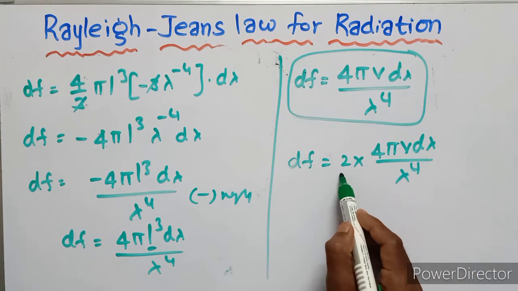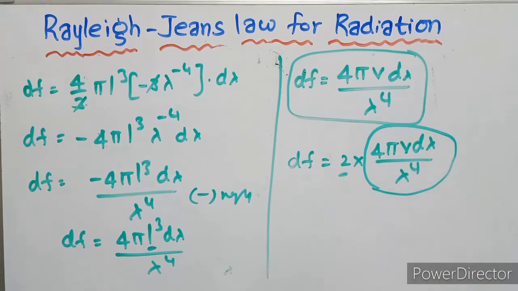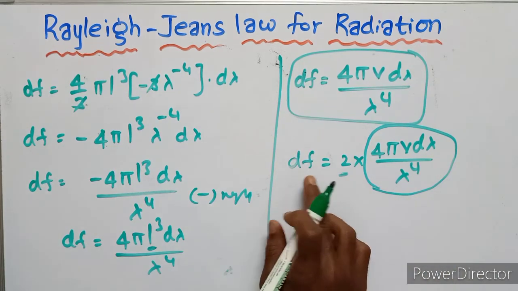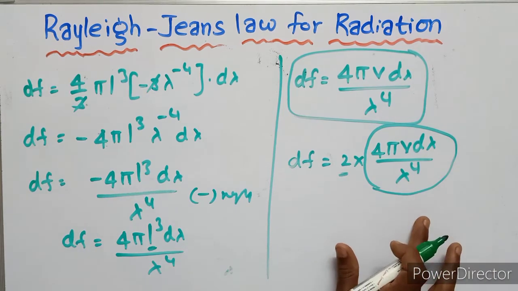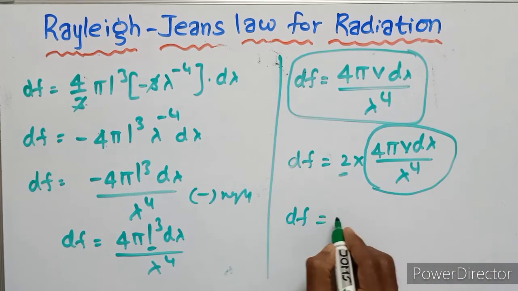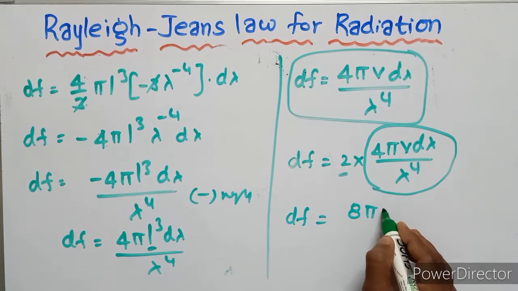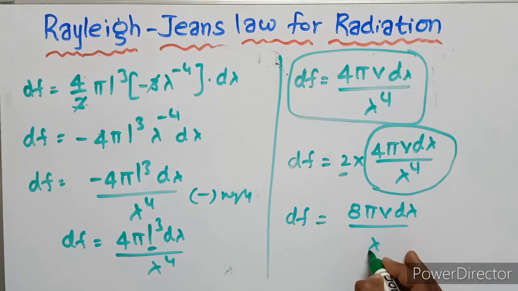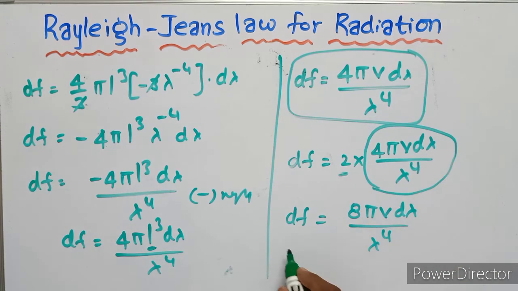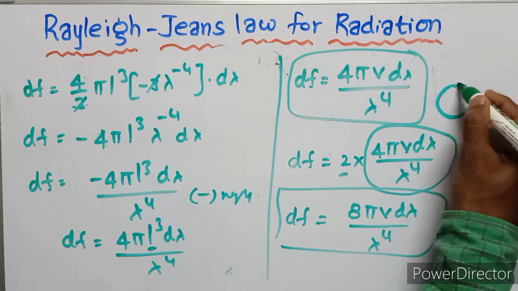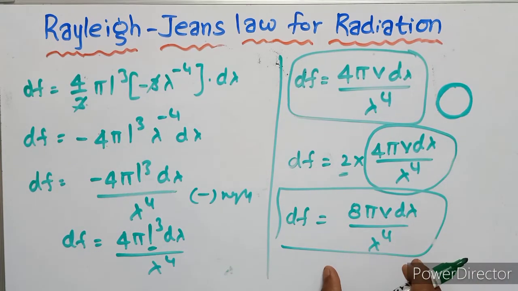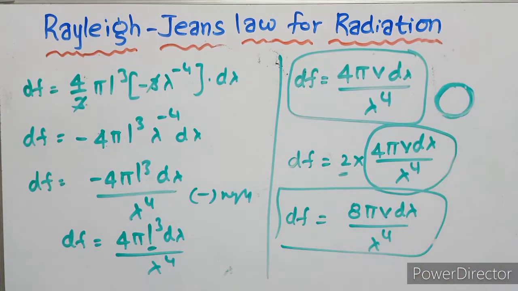Total section is equal to 2 into transverse vibrations. So that is dF equals 2 into 4 pi V d lambda upon lambda to the power of 4. Then total dF equals 8 pi V d lambda upon lambda to the power of 4. This expression is equal to the total number of vibrations in the given enclosure.